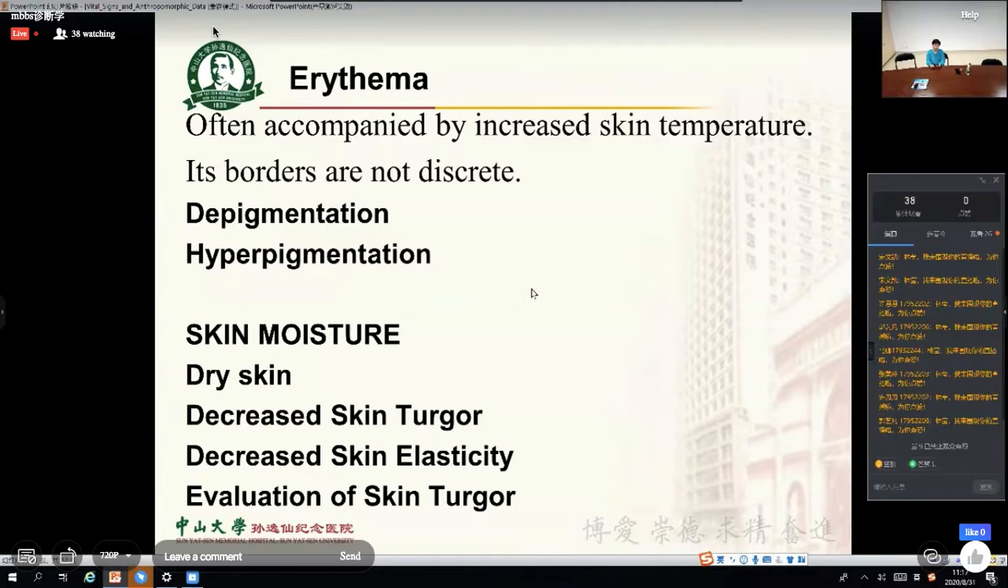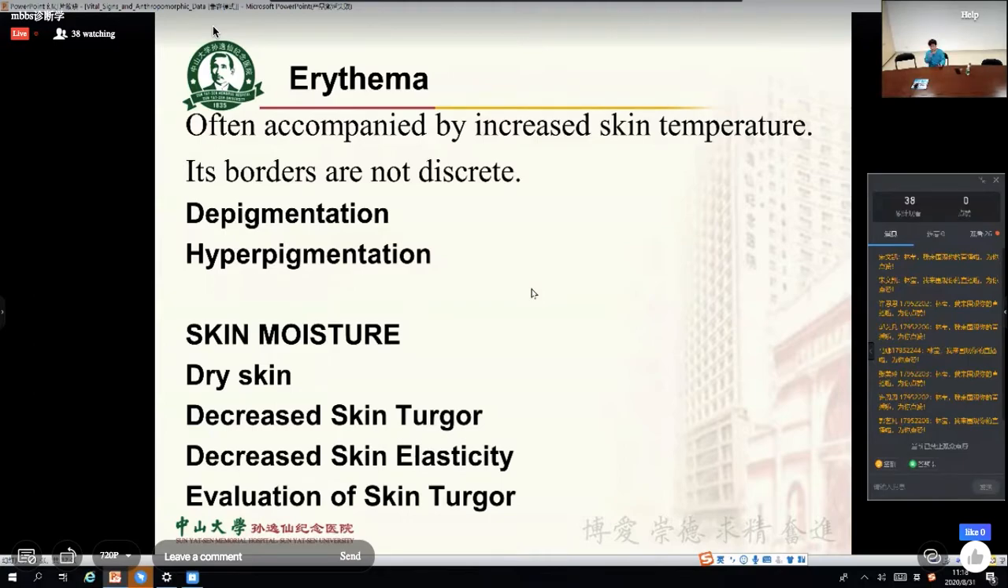And also the skin moisture. We need to examine the patient's skin to see if the patient has dry skin. They may have loss of body fluid. Then the patient may have dry skin. Decreased skin turgor, like decreased skin elasticity, in the elderly patient or in the patient with dehydration, the skin turgor is decreasing.